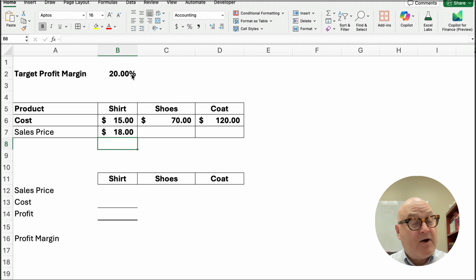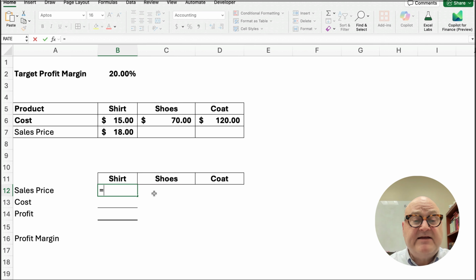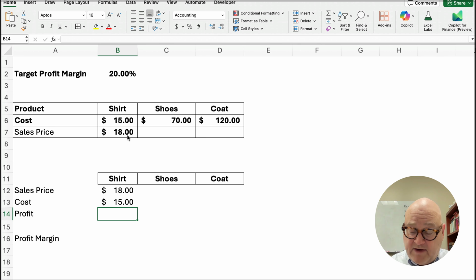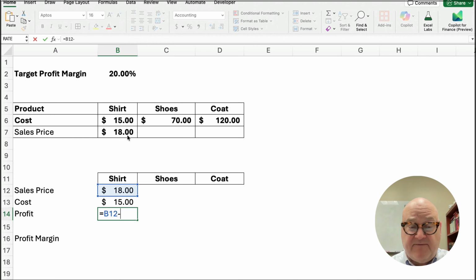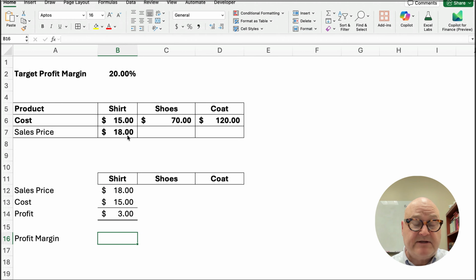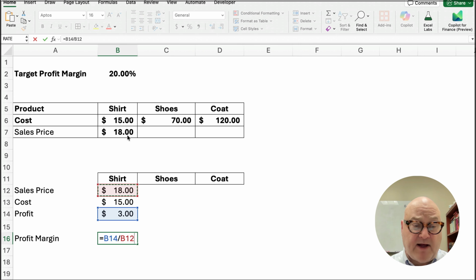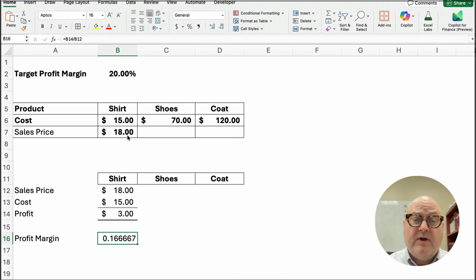Now, let's check our work. One of the things that happens is the target profit margin is based on the sales price. So let's say the sales price is 18 and the cost is 15. Well, what is our profit? 18 minus the 15, our profit is going to be $3. But we want the profit margin percentage to be 20%. So that's going to be the profit divided by the sales price. Uh-oh, we have a problem here.